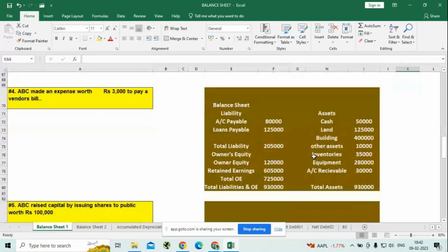The next question is, ABC made an expense worth rupees 3,000 to pay the vendor's bill. So when I say that I am going to make the payment, it is going to get reduced with the cash of rupees 3,000. At the same time, by making the payment, there is a reduction in the accounts payable which was supposed to be paid before, so it is going to get reduced.